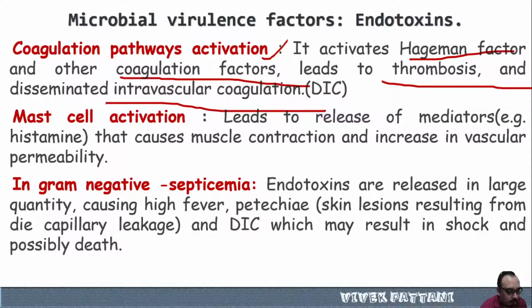So the next one is mast cell activation. It's a mast cell activation which leads to release of mediators, for example histamine, that causes muscle contraction and increase in vascular permeability.